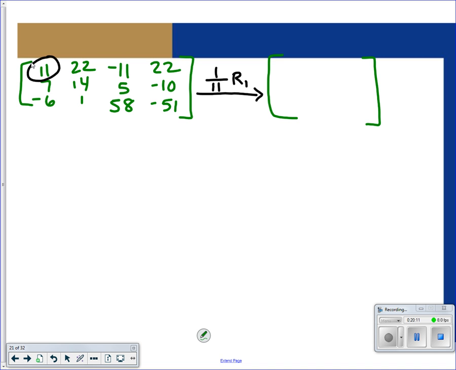Okay, so now we're going to have 1, 2. What's negative 11 divided by 11? Negative 1. 22 divided by 11? 2. Okay, and all we did is this with row 1, so row 2 and row 3 are going to stay the same. Your first step is to get your leading 1. Once you get your leading 1, you're going to get your zeros.